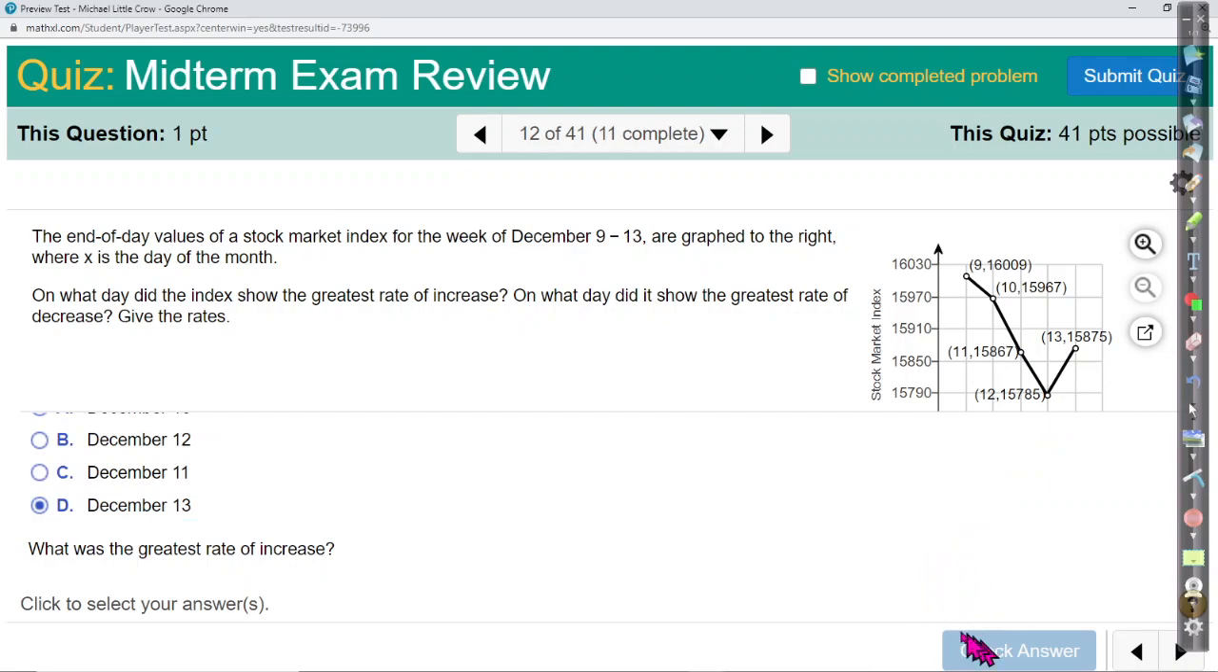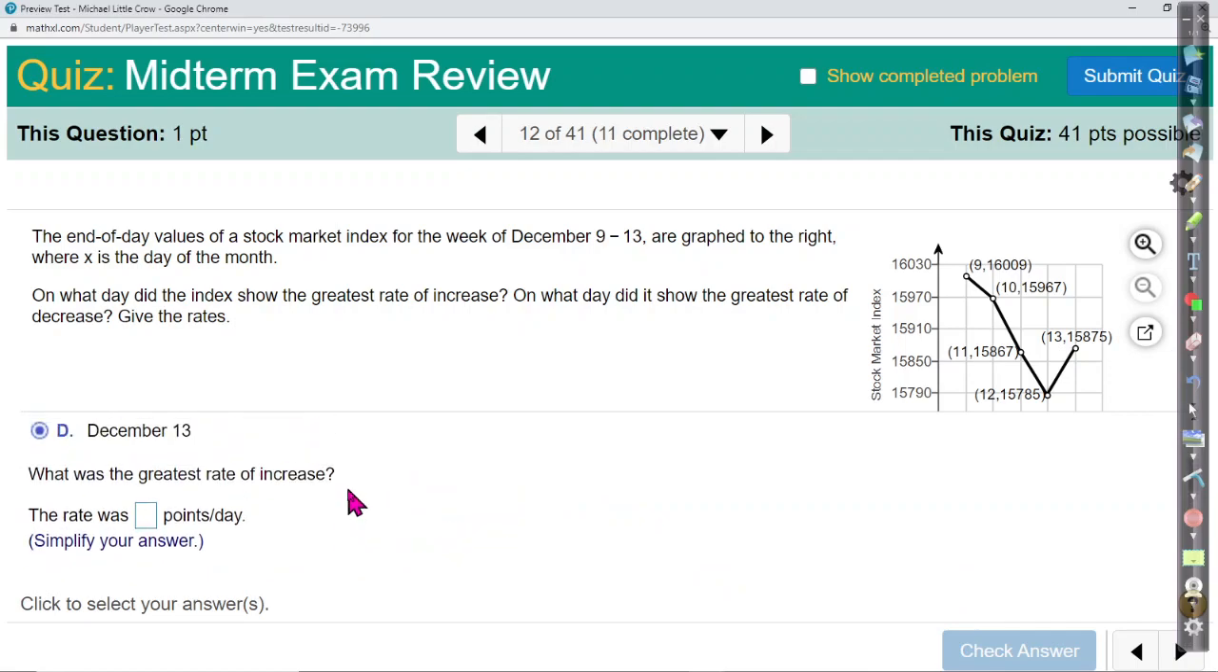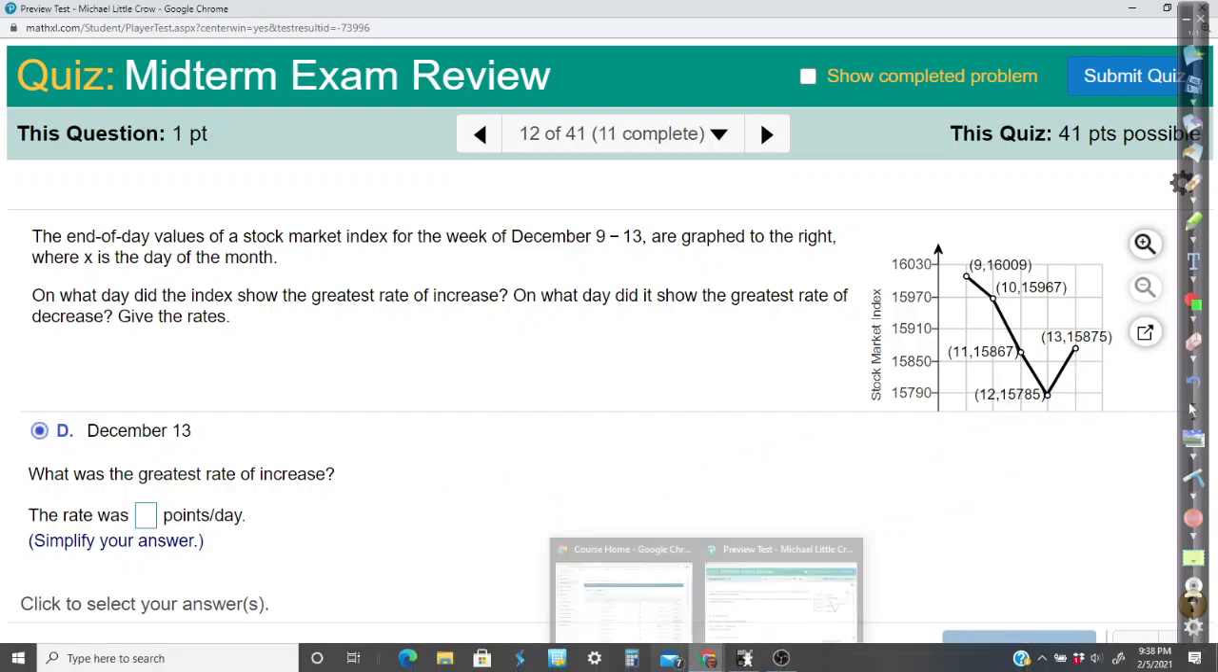Oh, we're not done. The rate was, oh, no. I thought that would be too easy, right? They want us to find what was the greatest rate of increase? The rate was blank points per day. But it's not too bad. 15,785, 15,885. Oh, see, my dyslexia, I was thinking those numbers were exactly the same. But it's just a 1 day increase here, so we just need to subtract those two numbers. Not too bad.